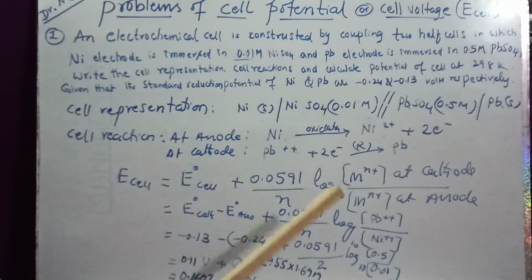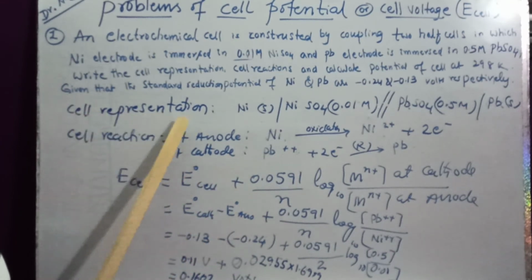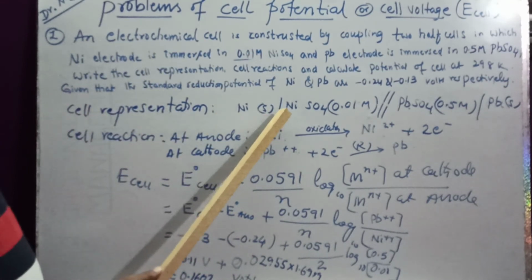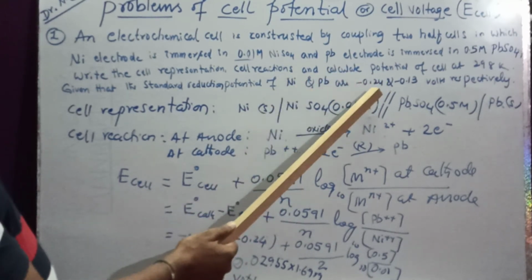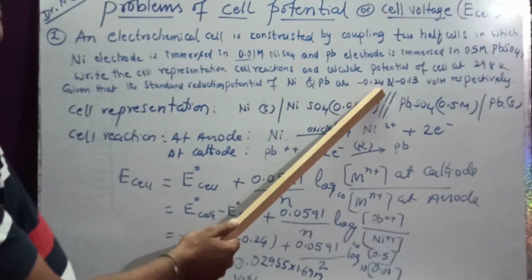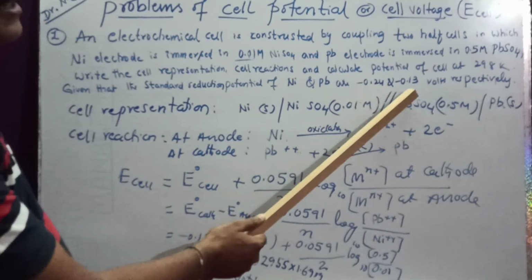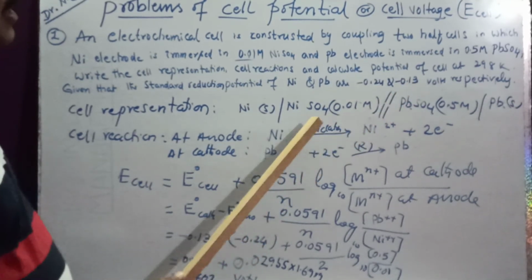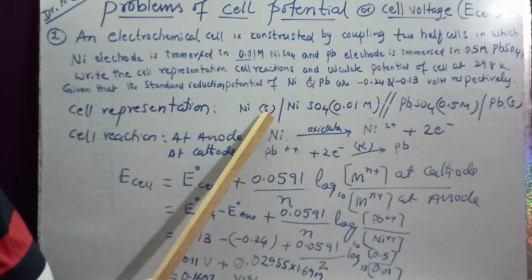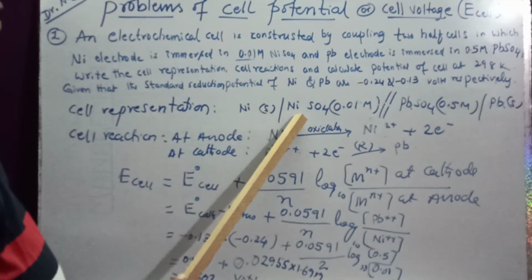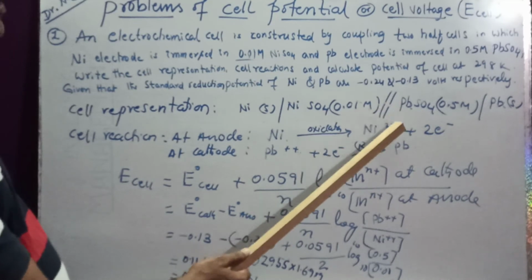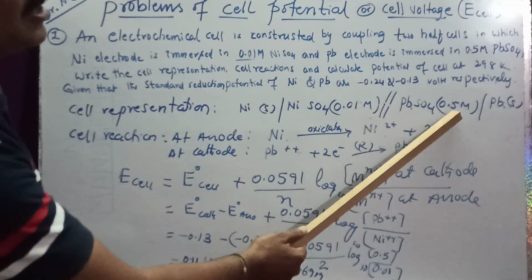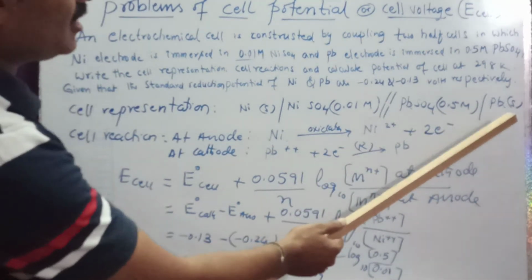This problem is similar to the previous problem. Cell representation: anode is nickel. Why is anode nickel here? Because nickel has standard reduction potential minus 0.24, which is lesser than minus 0.13. Hence nickel is anode. I have written on this side nickel / nickel sulfate 0.01 molar, double slash, that is the salt bridge, lead sulfate concentration 0.5 molar / lead.